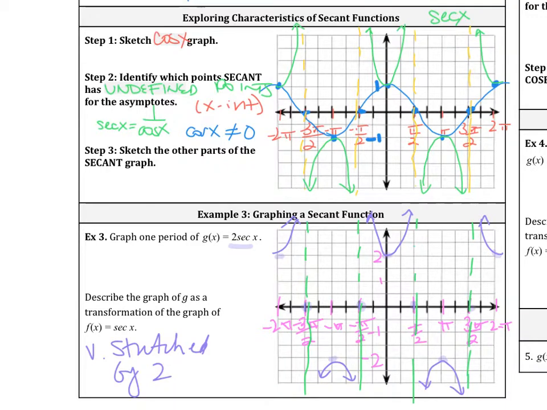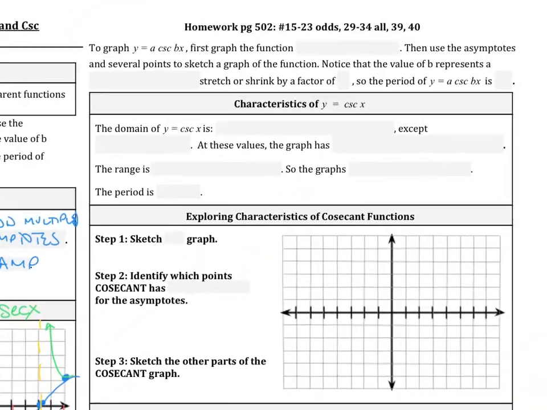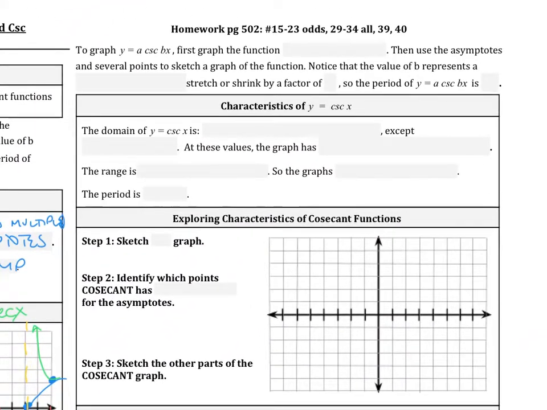So let's go ahead and graph cosecant now. It's very, very similar. So when we're graphing these, you're going to first graph the function. Well, what is cosecant related to? Well, it's related to sine. So let's graph y equals a sine of bx. Then you use the asymptotes and several points to sketch the function.